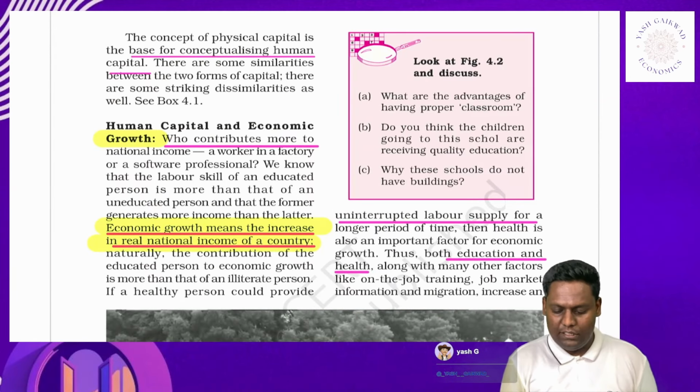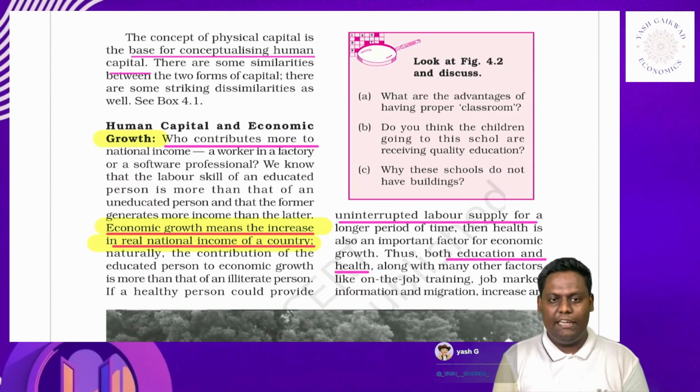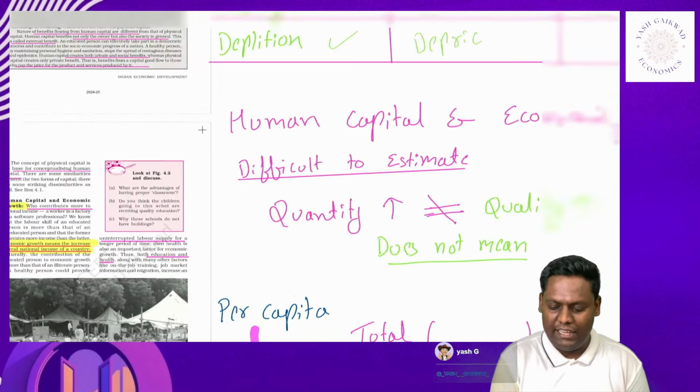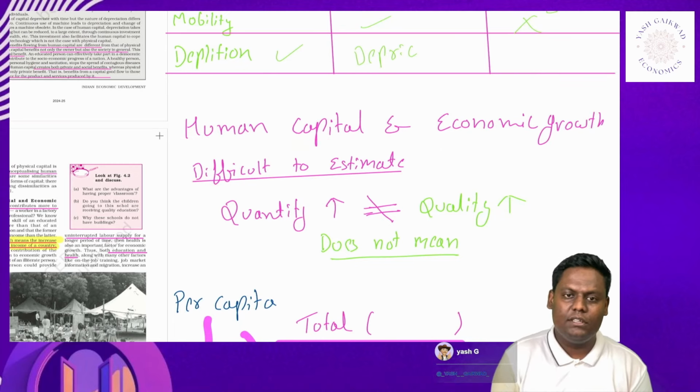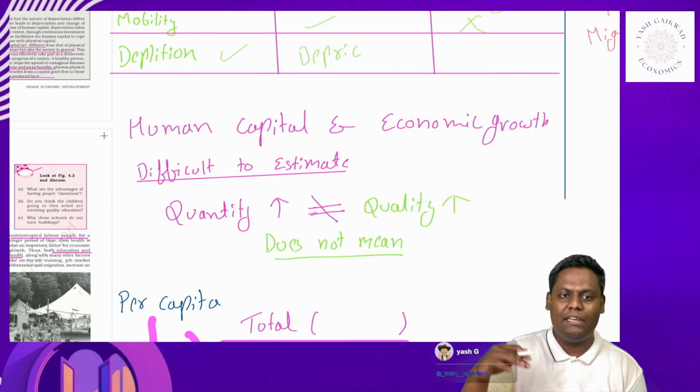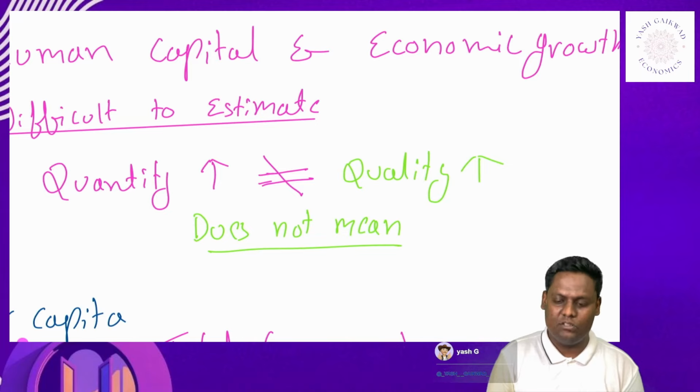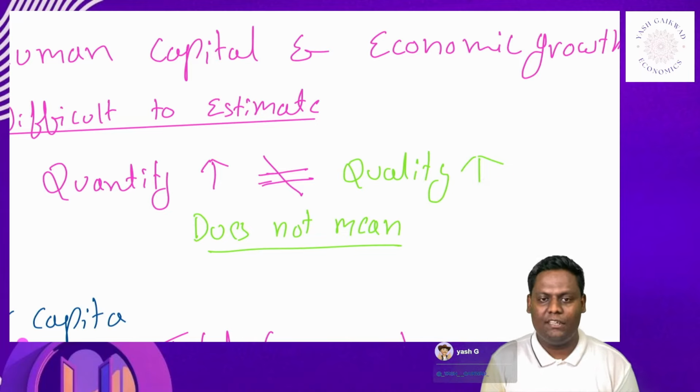As a result of investment in the human capital of an individual, it results in increased productivity, and overall it is reflected in the improvement in GDP or the overall production. That is what is being said here, that economic growth is related to human capital formation. But there is a slight caveat to it, that it is difficult to estimate how much of economic growth can be related to human capital formation, since the improvement in quantity does not necessarily reflect the improvement in quality.